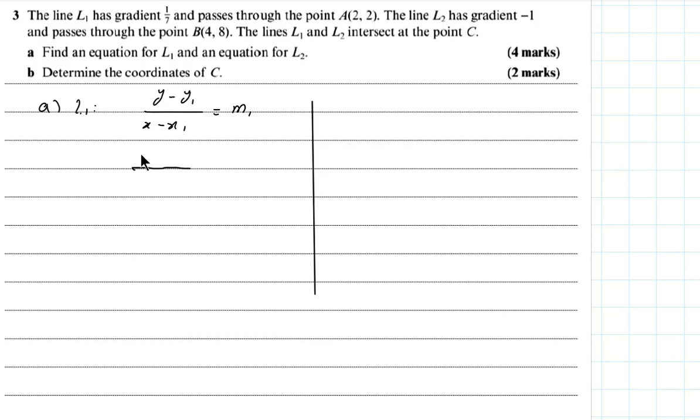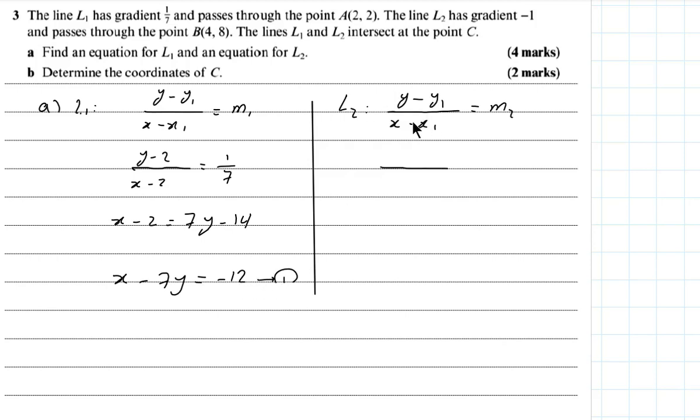For L1, we have here (y minus y1) over (x minus x1) is equal to m1, which is (y minus 2) over (x minus 2) equals 1/7. And then making cross multiplication, we have x minus 2 equals 7y minus 14, right? So we can write here x minus 7y is equal to 2 minus 14, which is negative 12. This is the first equation.